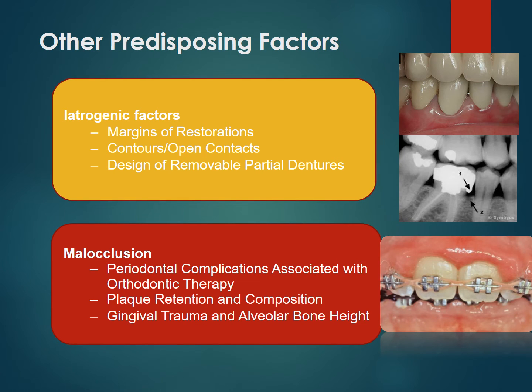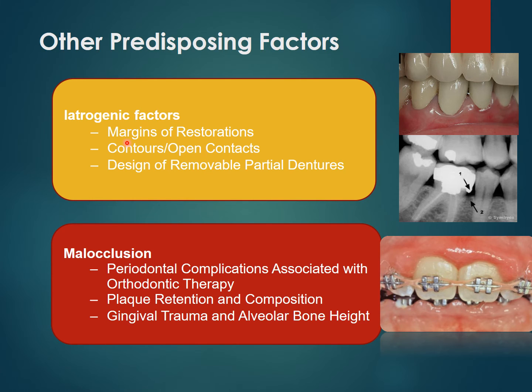So coming to the next part of the class, that is other predisposing factors. Under that we would be discussing iatrogenic factors. The first one, iatrogenic factors. What are iatrogenic factors? Inadequate dental procedures that contribute to deterioration of periodontal tissues are called iatrogenic factors.